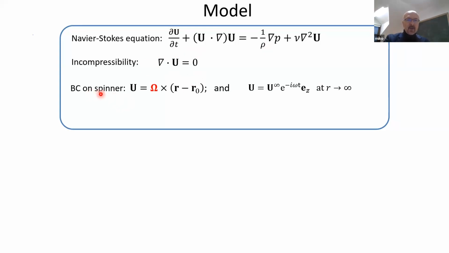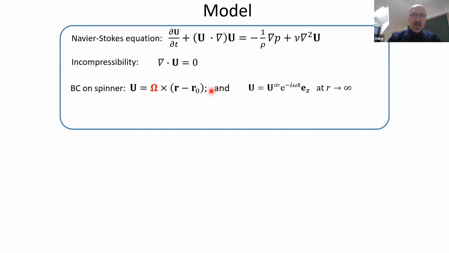A non-slip boundary condition on the surface of the spinner. The particle spins with unknown angular velocity omega. So this is a non-slip boundary condition imposed upon the fluid. And there is the boundary condition at infinity, just describing these oscillations due to the acoustic wave.